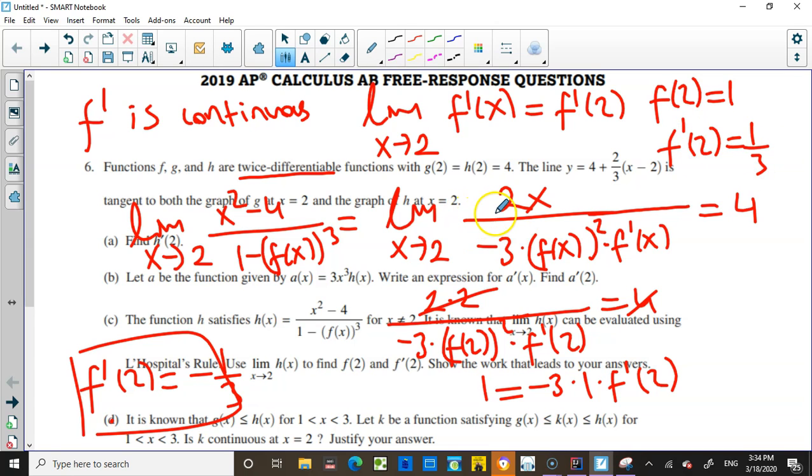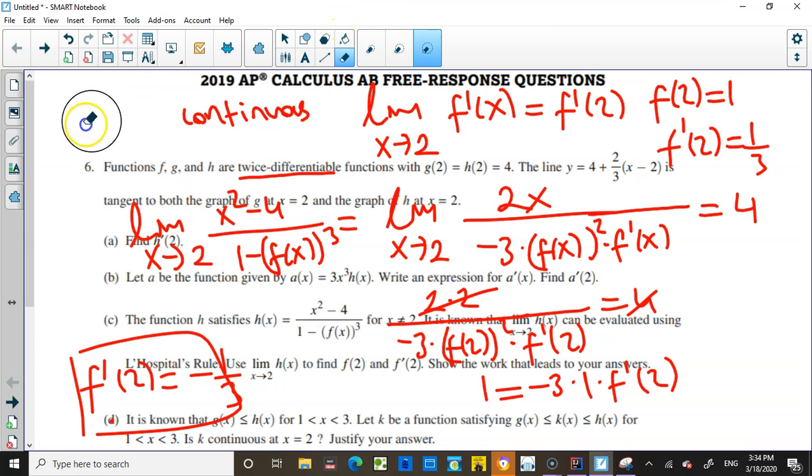So we got f of 2 is equal to 1 and f prime of 2 is equal to negative 1/3. To be able to solve this part C, we've benefited from this given information, because we know that f is twice differentiable, which means f prime is also continuous at the same point, which is x equals 2. Alright. So let's move on to part D. Before that, let me clean up the entire board.